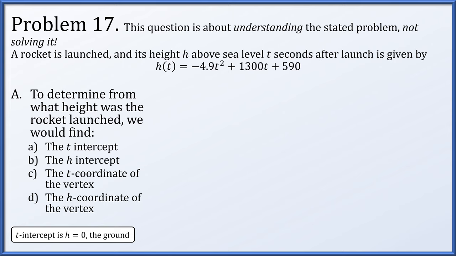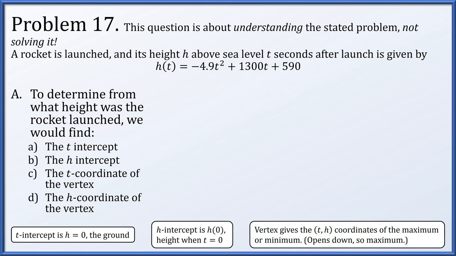Now the t-intercept would be solved by letting h equal 0. In other words, you would be specifying the height is 0 and you would be solving for t, the time. The h-intercept is when you set the time to be 0 and solve for the height. The vertex gives either the maximum or minimum height at a particular time depending on whether your parabola is opening down or up, and since this parabola is opening down, it will be a maximum.